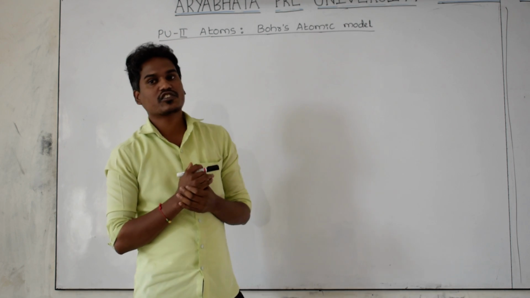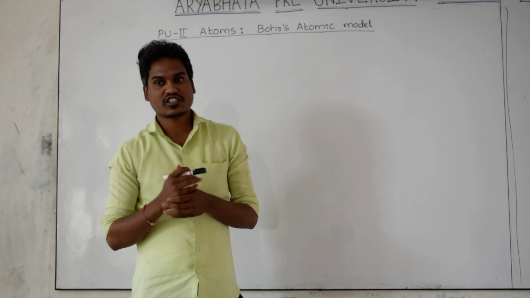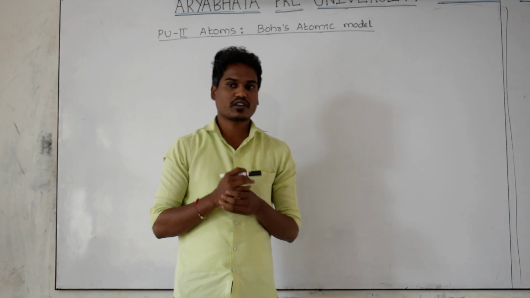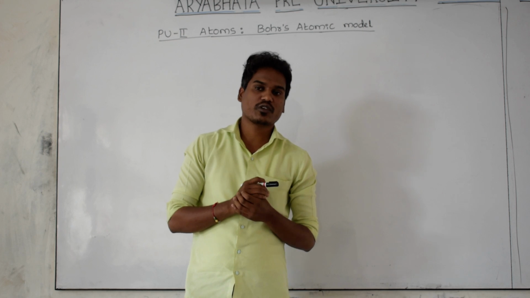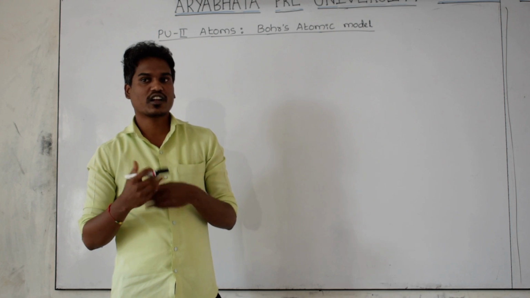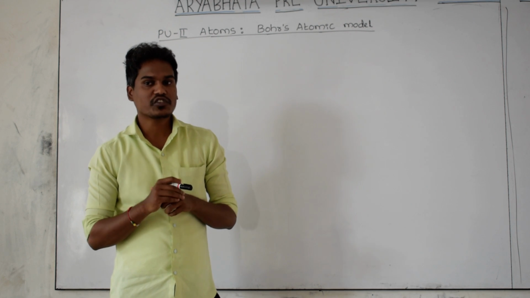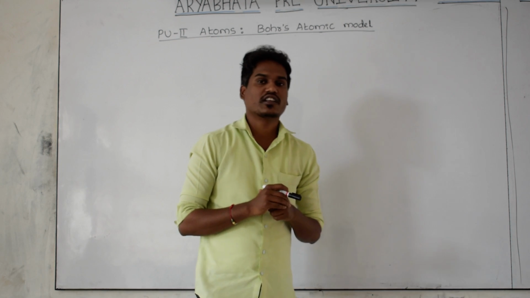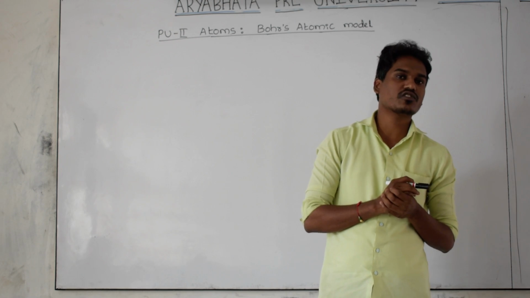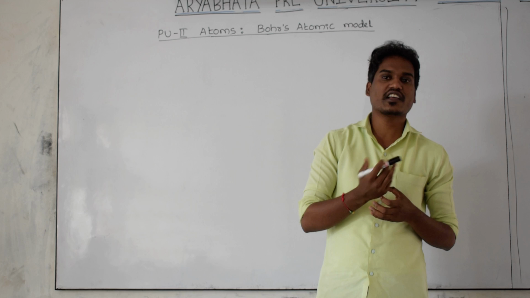But there are limitations in the nuclear atomic model, in what he explained about the structure of the atom. There are some drawbacks. According to the nuclear atomic model, that model cannot explain why the electrons are revolving around the nucleus and why the electrons radiate energy. In some orbits, whenever the electrons are revolving around the nucleus, they become unstable and radiate energy.